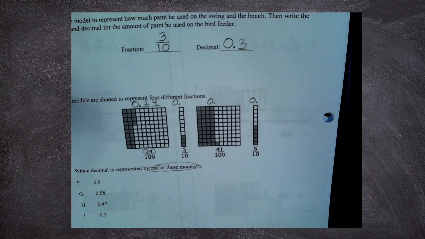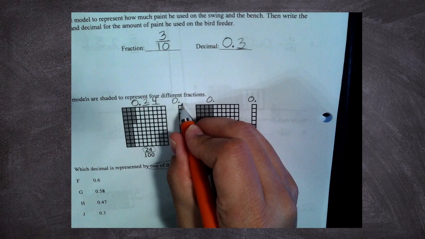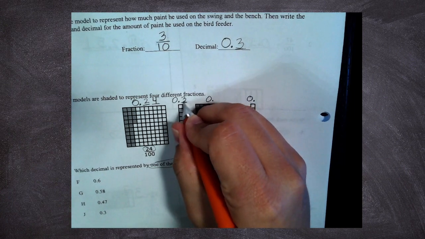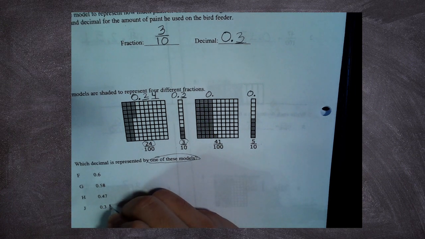Kylie? It'd be 0.3. Very good. My denominator is 10, so I just have one place value. And since there's a 3 for my numerator, it's just a 3. 0.3. Kylie, do I see any answer choices that match that decimal? Yes. Which one? Answer choice J. Oh, okay. So I'm going to keep my eyes on this one.